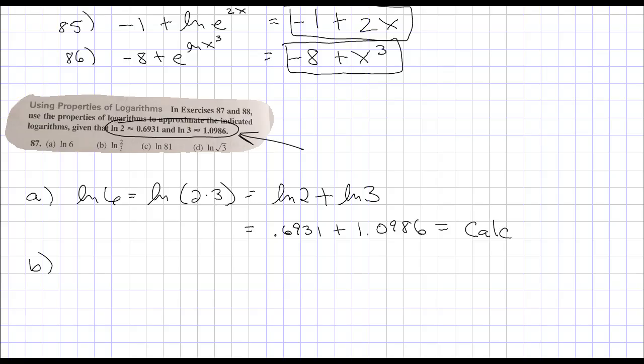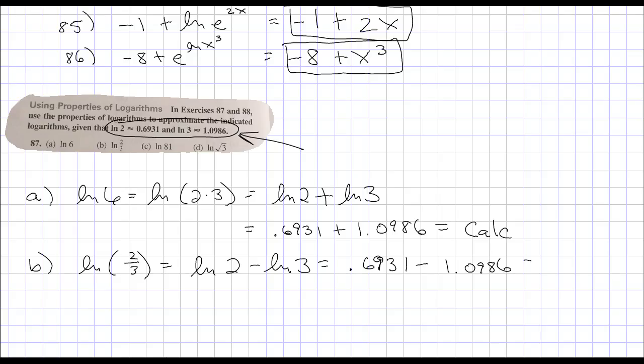For part B, they said ln of 2/3. Alright, well, if a product gets you a sum, then a quotient will get you a difference. So ln of 2 minus ln of 3. So again, 0.6931, but now we're going to subtract the 1.0986, and that equals whatever you get on the calculator.